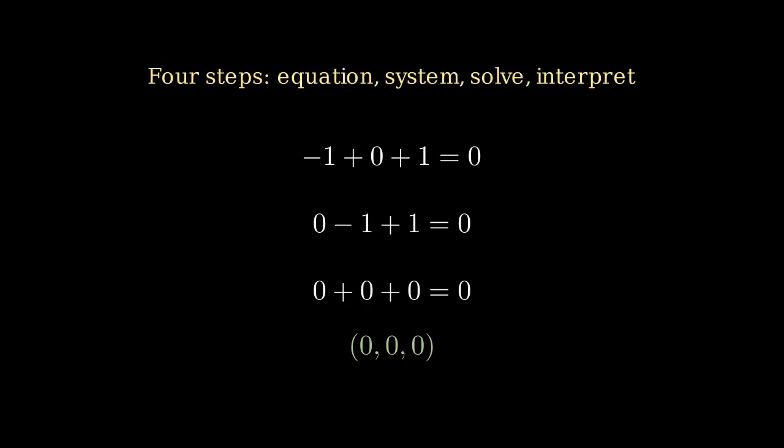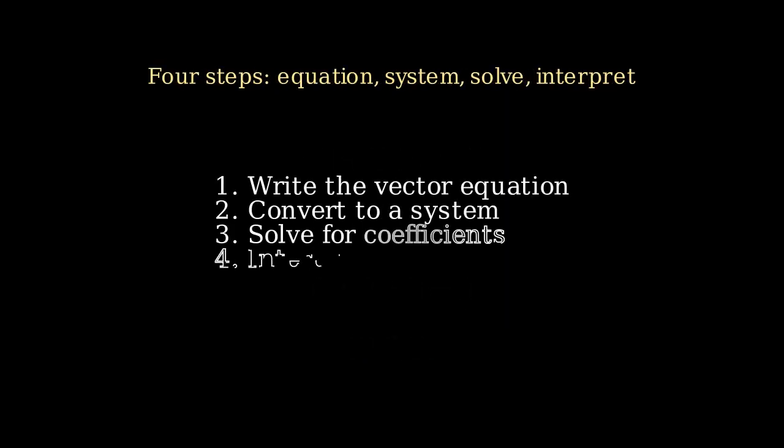This 4-step process, write the vector equation, convert it into a system, solve the system, then interpret the result, is exactly the same test used everywhere else in linear algebra whenever independence needs to be checked.